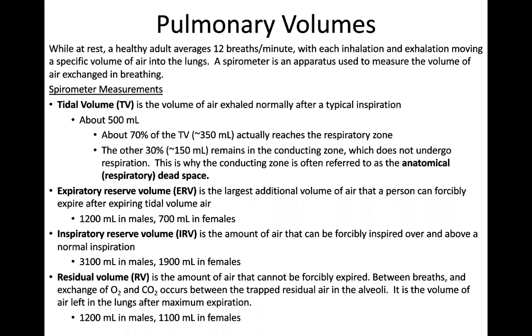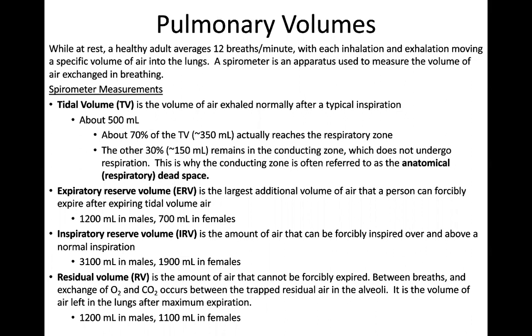Okay, so volume is a term we've been talking about here for the last few weeks. We talked a lot about blood volume, which we described as the amount of blood that we have. We have pulmonary volumes, measuring the amount of air that we can breathe in and out of our lungs, or what's in our lungs. While at rest, a healthy adult averages about 12 breaths per minute. So 12 of those inhale, exhale combinations. With each inhalation and exhalation, we move a specific amount, or volume, of air into our lungs, which can be measured using what we call a spirometer.